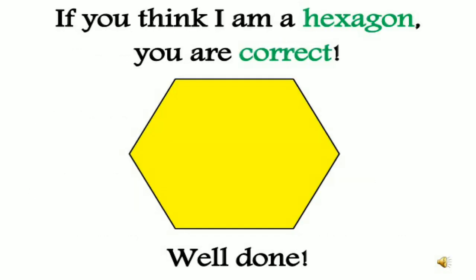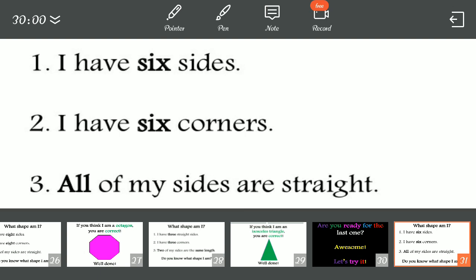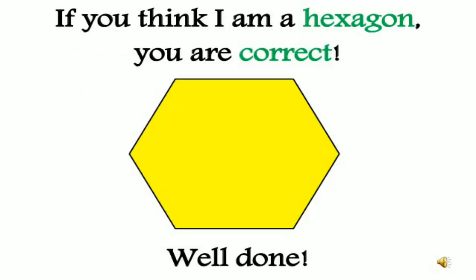Yes, if you think I am a hexagon, you are correct. So a hexagon has six sides and six corners. Well done. So students, well done, and you are enjoying this quiz.